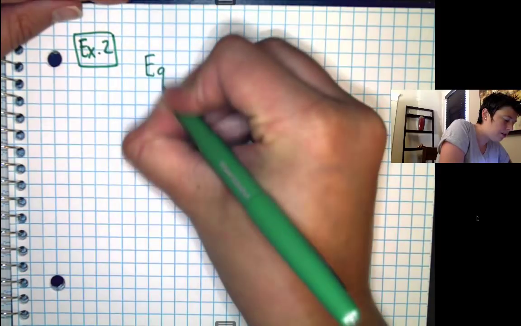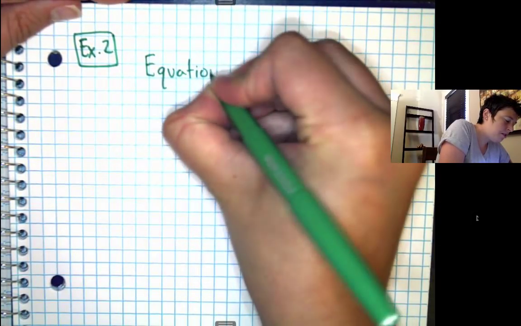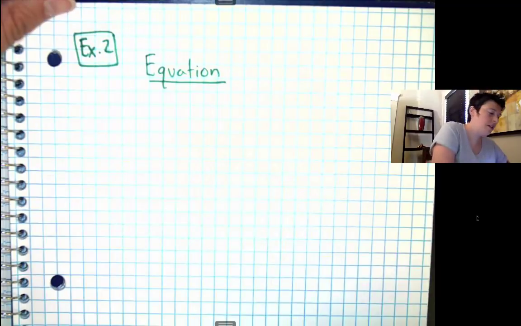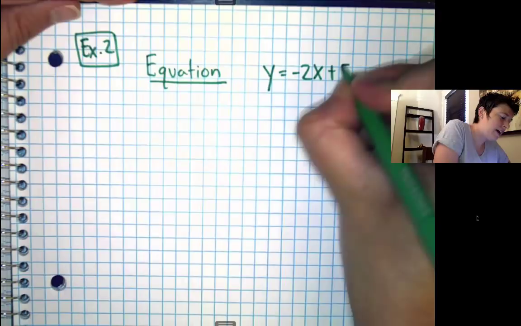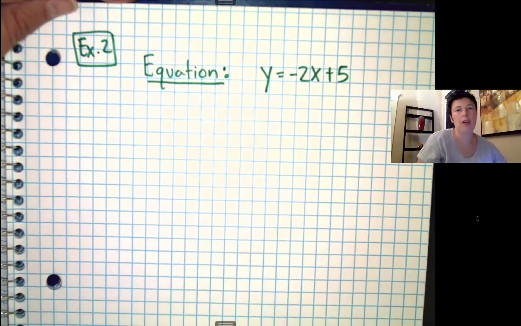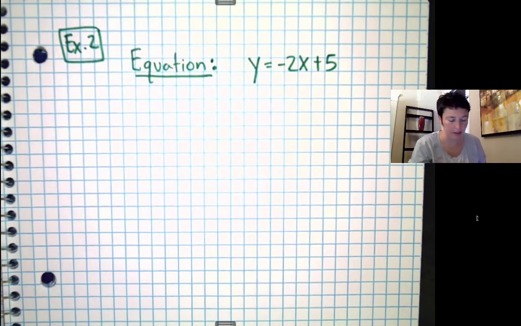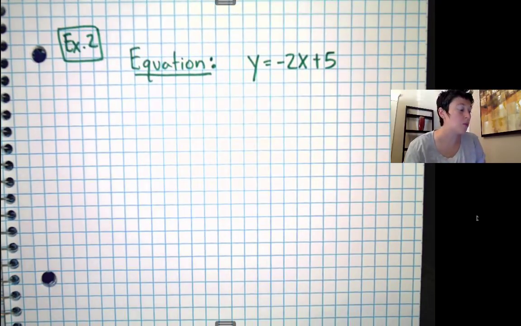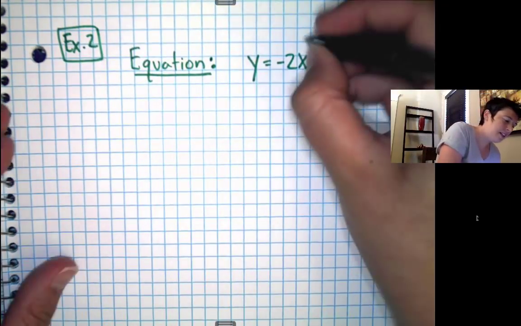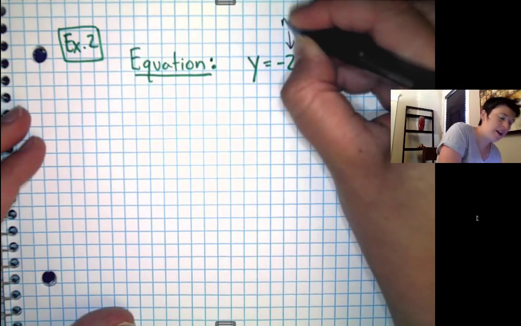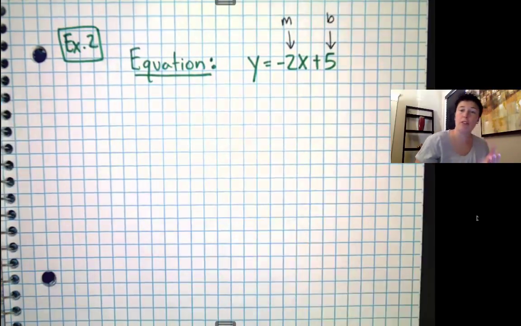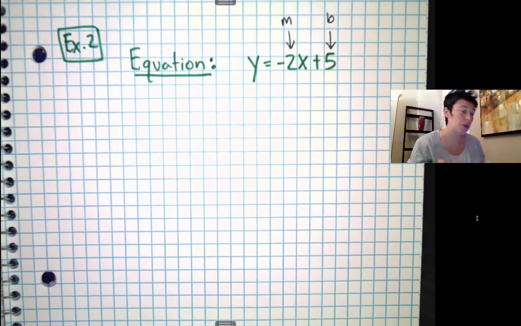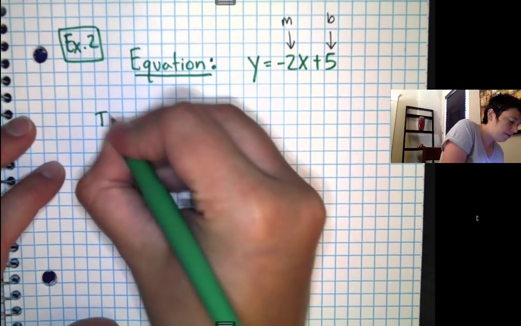So equation. I want to work with y equals negative 2x plus 5. Negative 2x plus 5. This one's different because we put a negative in there. So I want to work with that negative a little bit. I can see, like, here's my m for mx plus b. I can see here's my b. So I've got my growth and I've got my figure 0. And what we're going to do is we're going to set up a table based on those two numbers. So now it's time for the table.